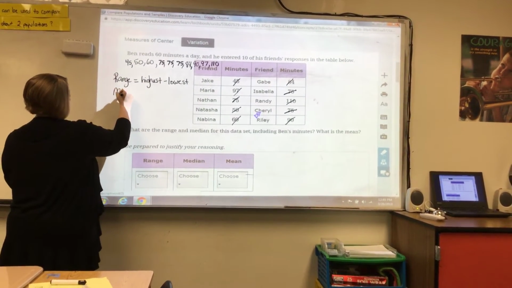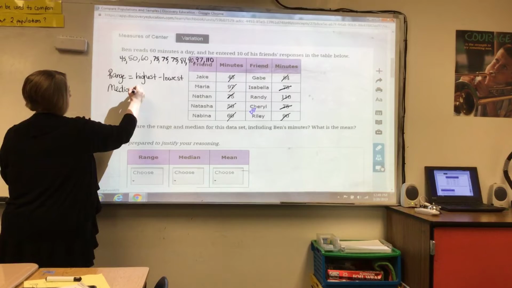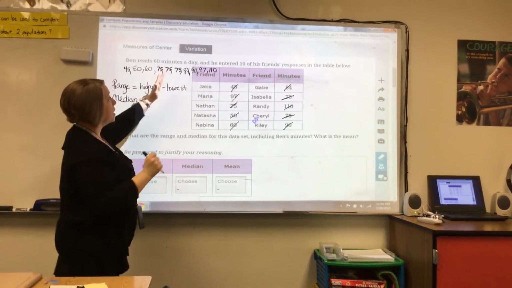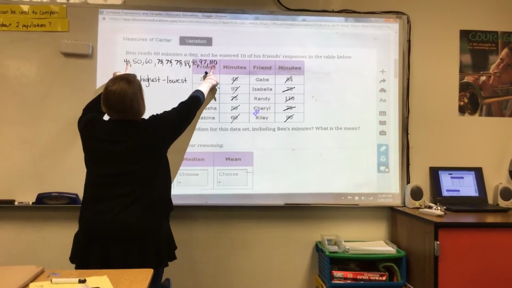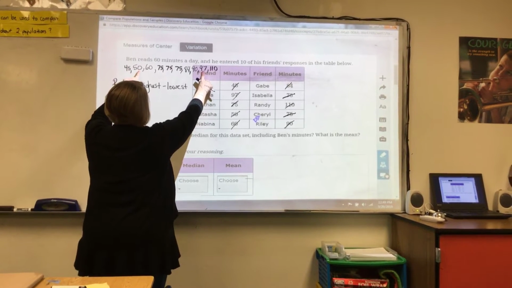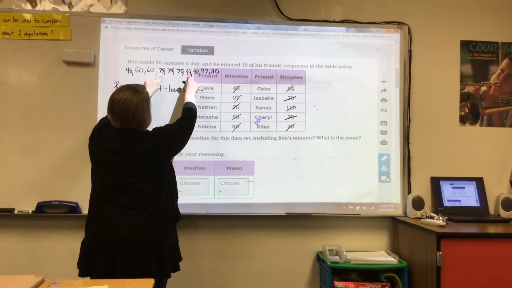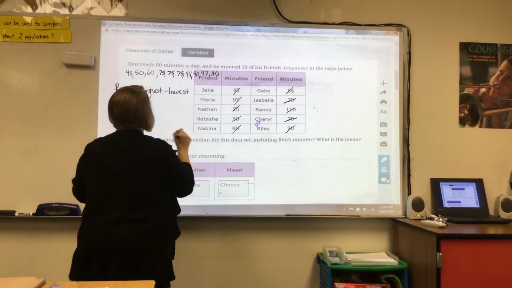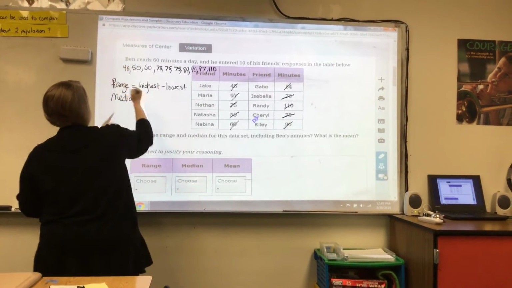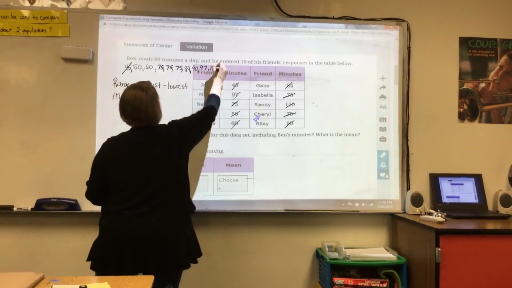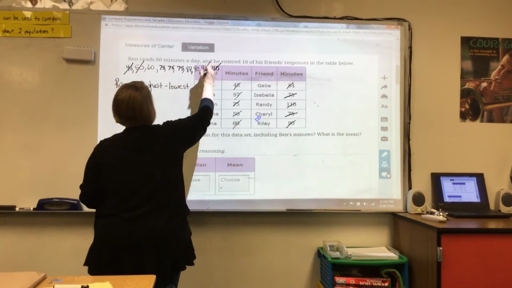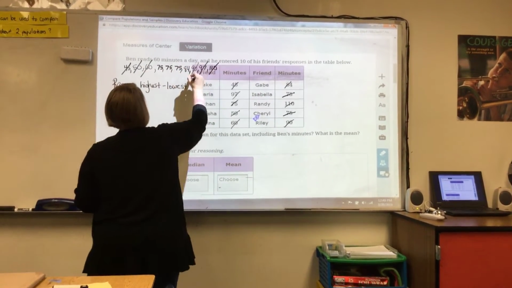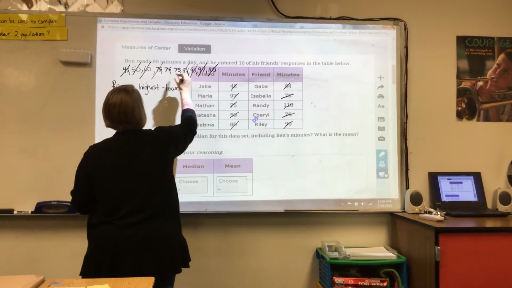To find the median, remember that's the number that's directly in the middle. So you know how you can cross out, cross out, cross out, cross out. Oh, maybe I'll show you this one because this one's tricky. So let's do the median together. Cross out, cross out, cross out, cross out. We've got to find the middle. Cross out, cross out, cross out.